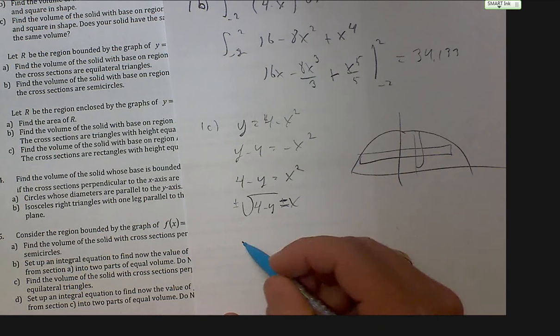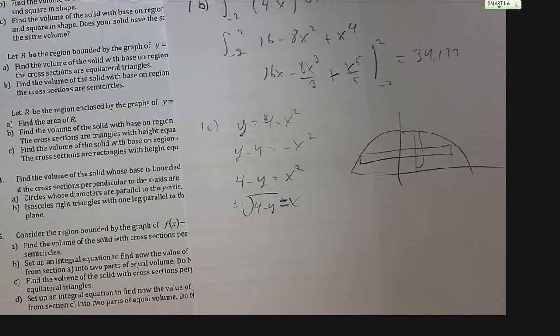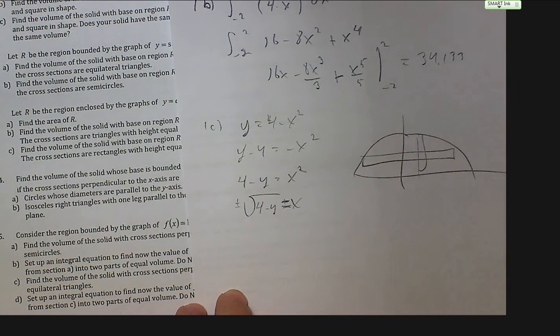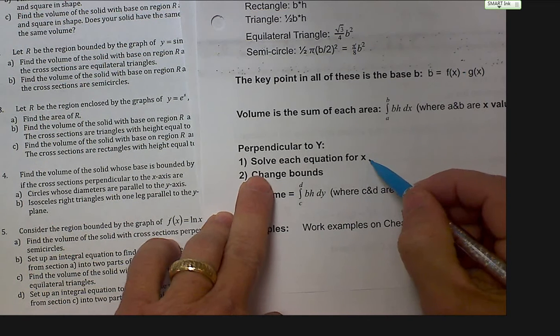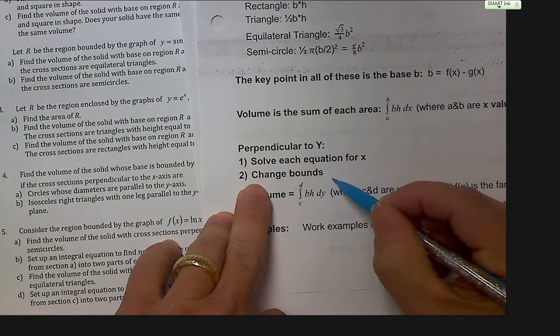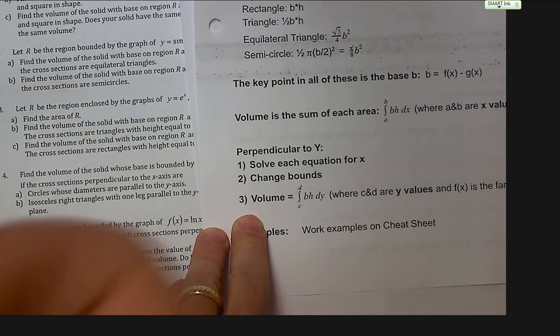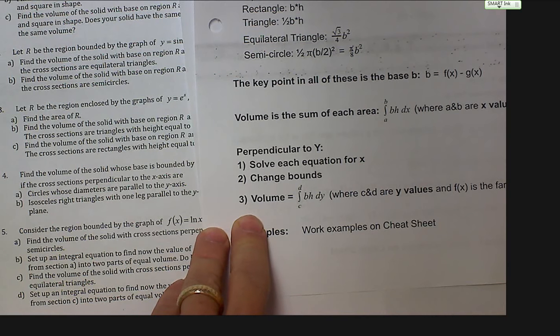So f is going to be which equation? The positive one, and g is going to be the negative one. If you look at your notes I gave you, there's two things you have to do. You have to solve for x, and you have to change the balance. The balance becomes vertical balance, bottom to top. You okay with that? Everything else we've done up till now has been horizontal balance, left to right.